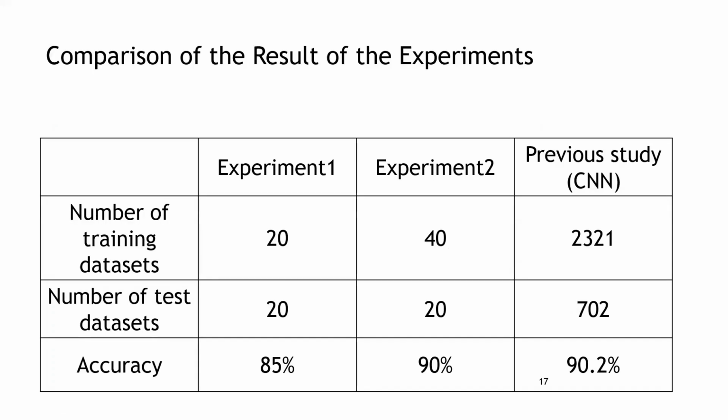This table shows a comparison between transfer learning and CNN. The accuracy was 90.2% when we used CNN. In contrast, the accuracy of experiment 1 was 85%, which is less than the desired value. However, the accuracy of experiment 2 was 90% when we used 40 training datasets. The difference was only 0.2%. This result shows transfer learning can be used for conducting a hammering test on tiled walls.